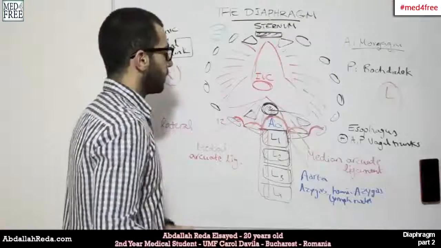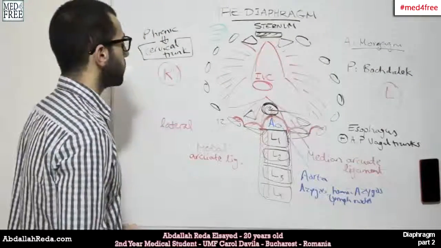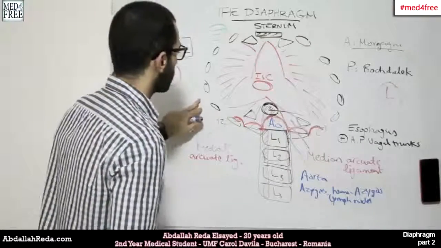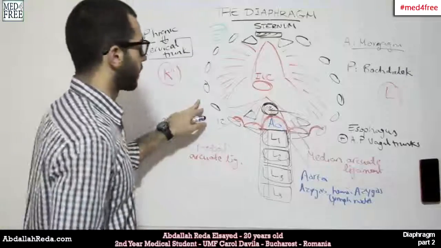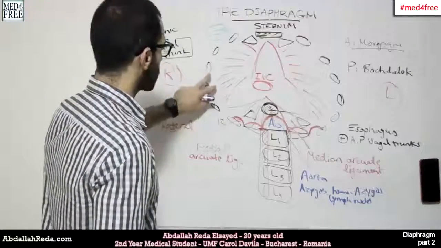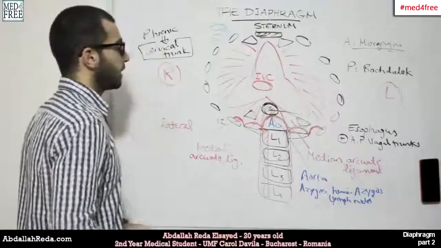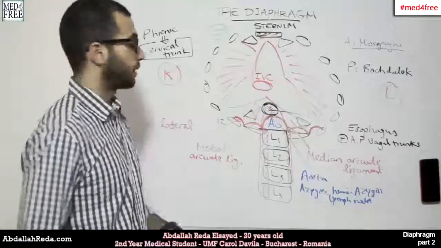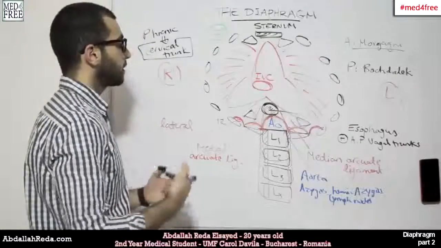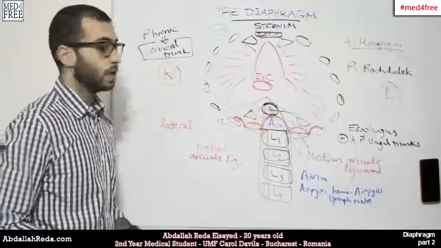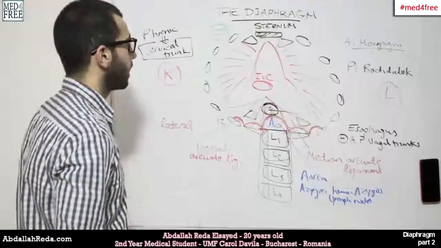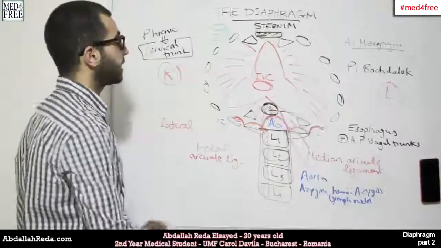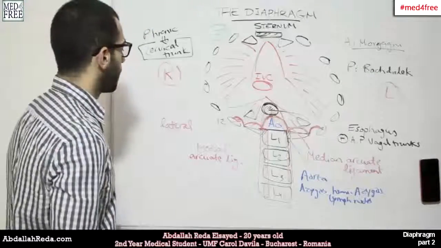Also, we have the blood supply, which comes from pericardial arteries, intercostal arteries, musculophrenic arteries, and so on. The venous drainage will follow the same course of the arterial supply. And finally, we have the lymph drainage, which goes to the phrenic lymph nodes that go towards the mediastinal lymph nodes and the celiac lymph nodes.